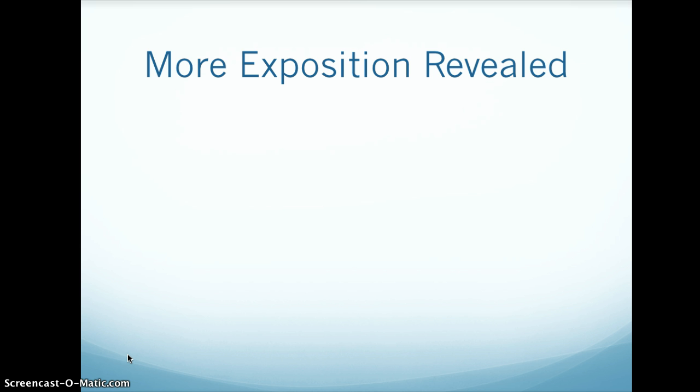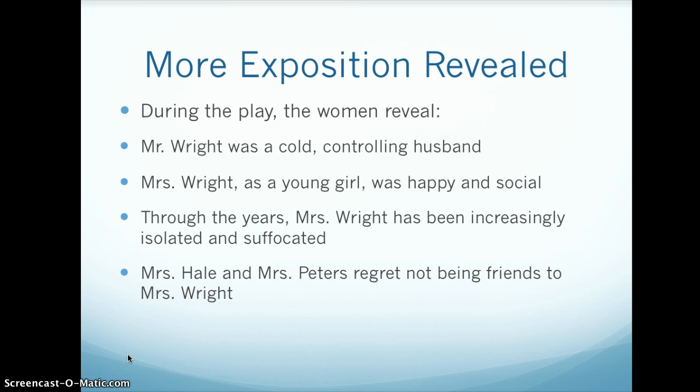However, more exposition is revealed as the action of the play itself unfolds. During the play, the women reveal several things. Among them are these: that Mr. Wright was cold and controlling as a husband, that Mrs. Wright, as a young girl, had been happy, social, loved to sing, that through the years of their marriage, Mrs. Wright had been increasingly isolated and suffocated, that Mrs. Hale and Mrs. Peters regret not being friends to Mrs. Wright.